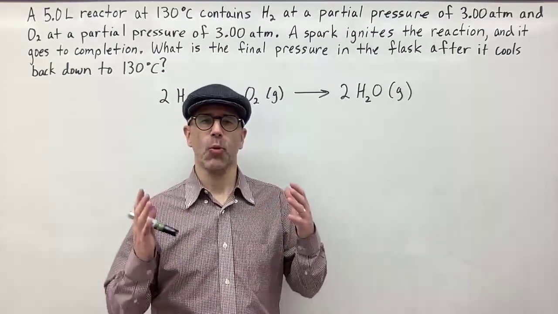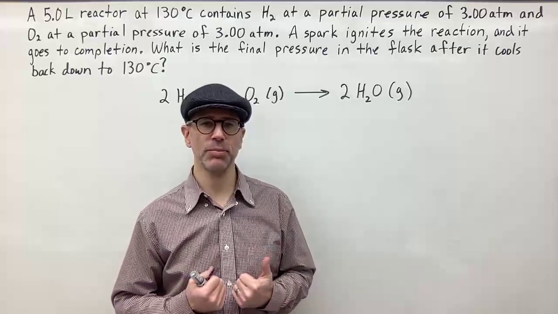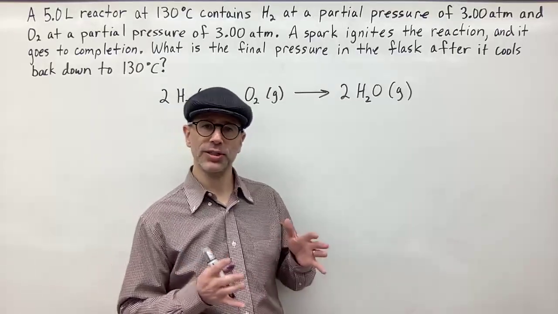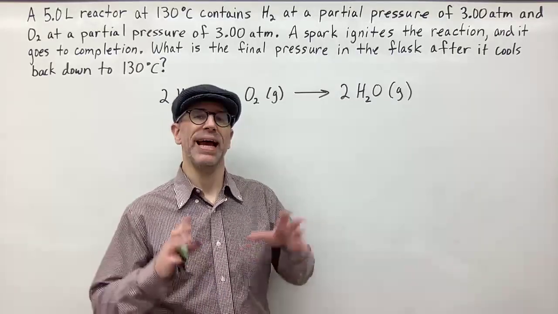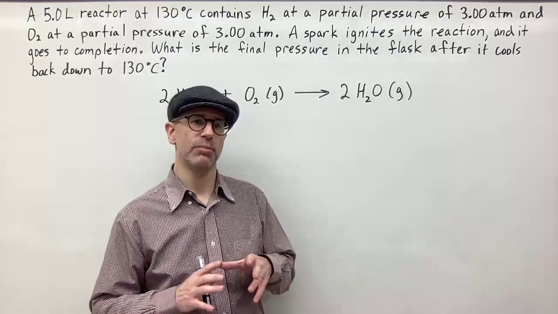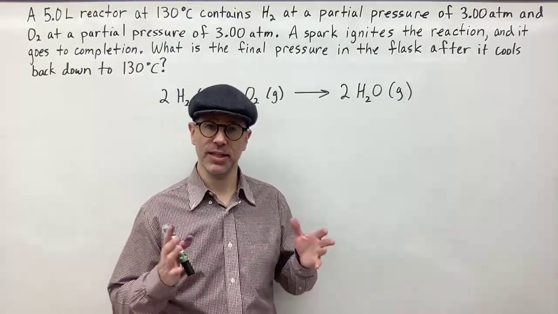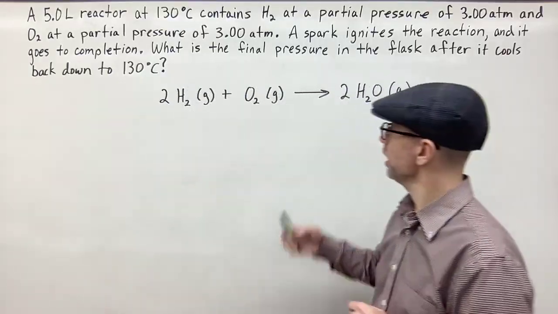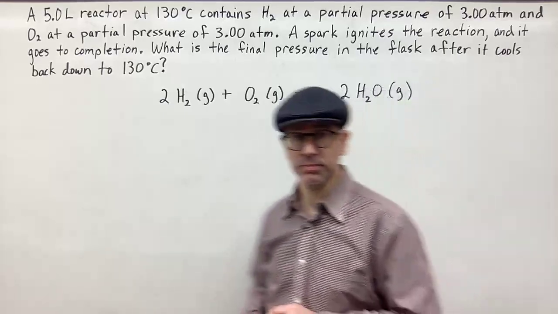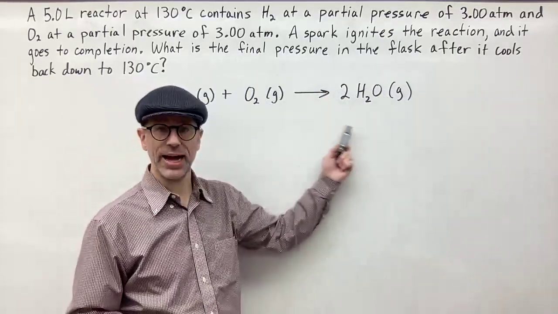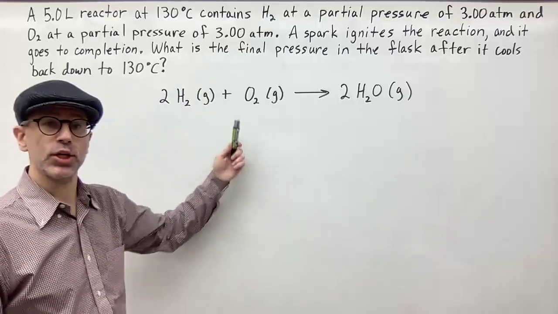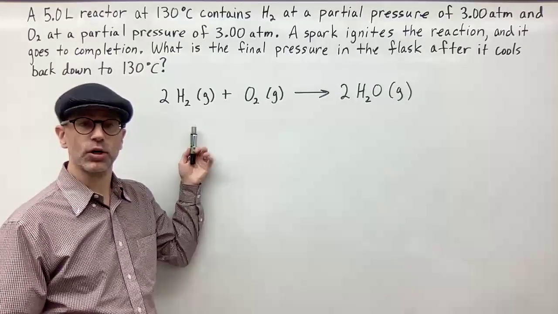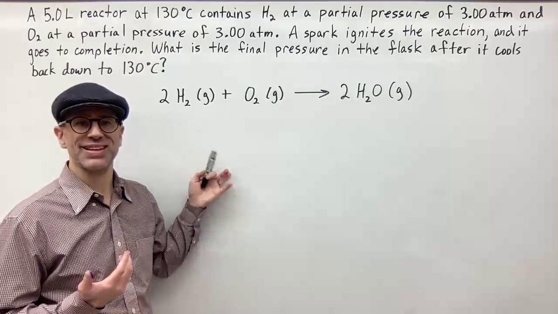Okay, so what are some key things to pull out of this problem to figure out how we're going to get the answer? Our goal is to find out what the final pressure is after the flask has cooled down and the reaction is in completion. That means that we've produced some products. So what are the products that we've produced? We have water vapor. In this case, we only have water vapor as a product, but we could have some gaseous substances or reactants left over because we don't know which one is the limiting reagent.